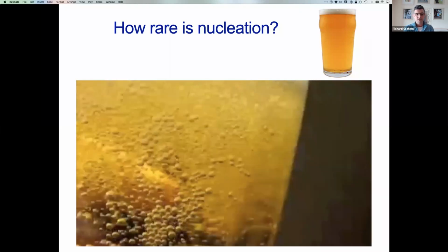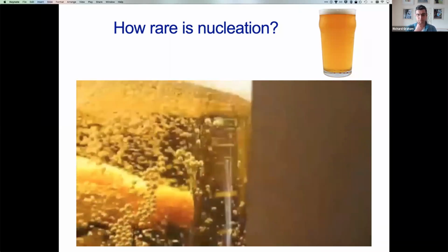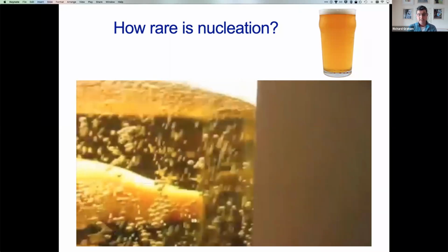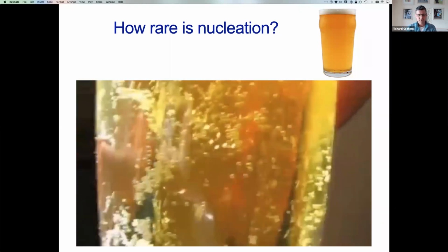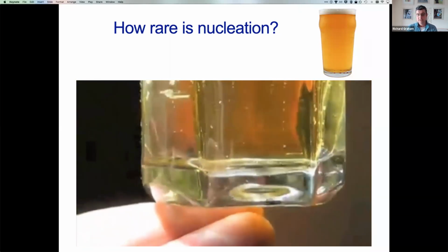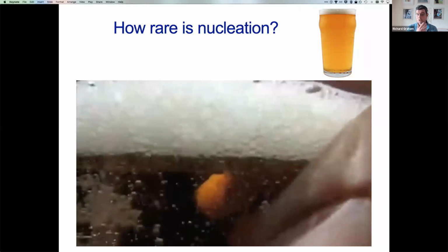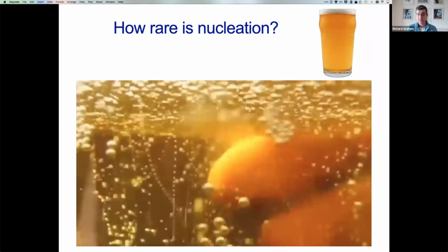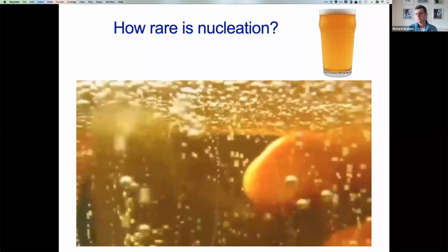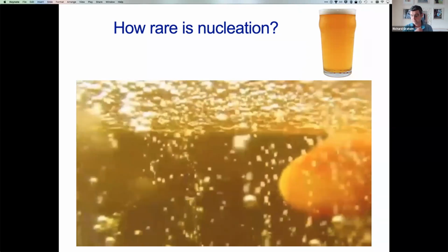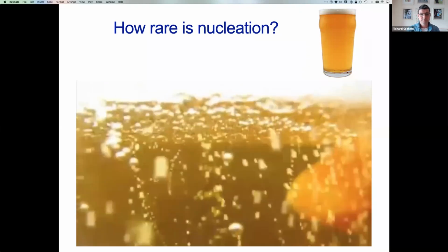With enough patience, I could sit down and count the number of bubbles, and we have a few hundred every second. So it's unimaginably rare, the nucleation. And of course, that's a massive problem for simulations, because we can't possibly simulate a system that's anywhere near this big. And even if we could, we would only see a relatively small number of nucleation events.